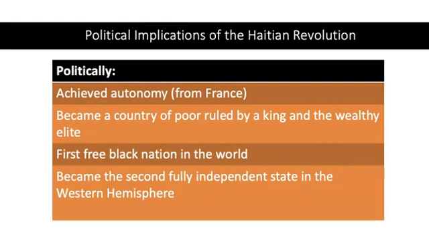As far as the political implications, eventually they achieve autonomy from France, although as we have seen, that's not necessarily a good thing as far as trade relationships. It also became a very poor country ruled by a king and a wealthy elite, which, if you had looked at the initial stages of the Haitian Revolution, where the Grand Blancs are trying to gain freedom from the French, they might not have wanted to have created a government where you have one person and a wealthy elite who are controlling everything.